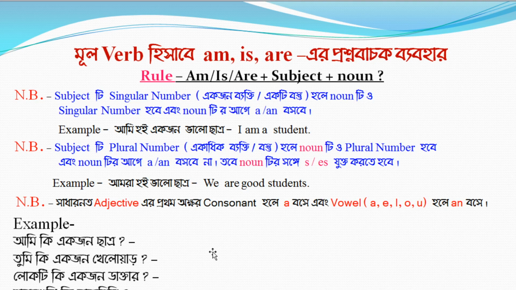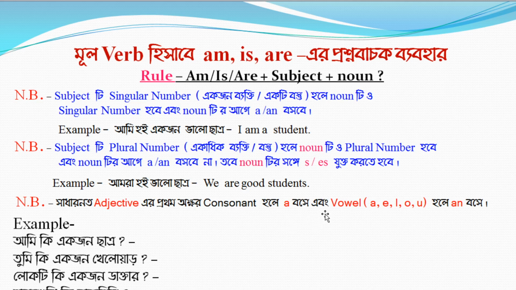Now I am presenting the structure: am/is/are plus subject plus noun, using am, is, are as verbs. First of all, you have to know when we have to use a or an. When you find the subject is a singular number, then you have to use a or an.